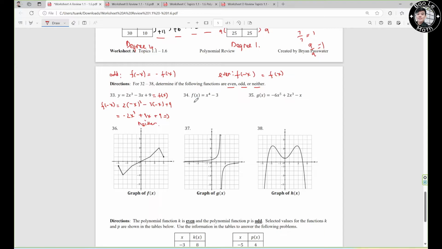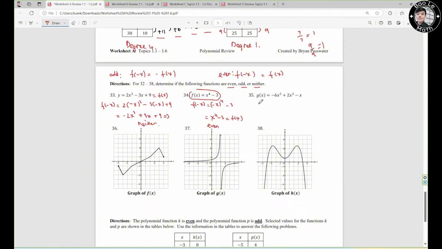Now, question number 34. We start from f of negative s. It's going to be negative s to the 4th minus 3. Make sure you put the parentheses. Because this one has an even power, any negative number raised to an even power is going to be positive. So we have s to the 4 minus 3. So this goes back to the original one right here. Right? So this one is going to be f of s. So we just proved that f of negative s equals f of s. So the function is even.